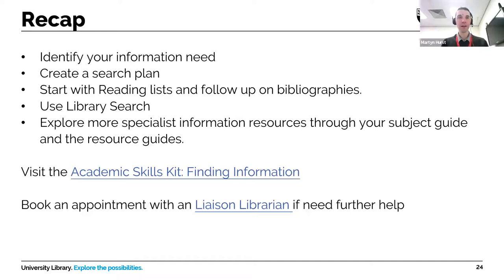We've got a whole host of information on the library website, so the academic skills kit, finding information, as you'll see the link there on the slides, can be extremely important for your information. And if in doubt, if you're still struggling, and you still think, well, what about this, what about that, book an appointment with your liaison librarian. We are a liaison team. We are happy to talk, to get together one-to-one, either online or in person at the library, and have that conversation with you and just point you in the right direction. Do some live demos if necessary and just help you on your way. That's what we're here for and what we hope to do.